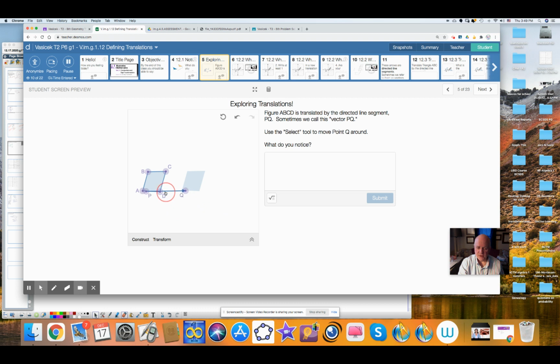It's going to take A to the one vertex, D to the other, C to the other, and B to the other. It doesn't matter if I'm going this far or however far. These will all line up.